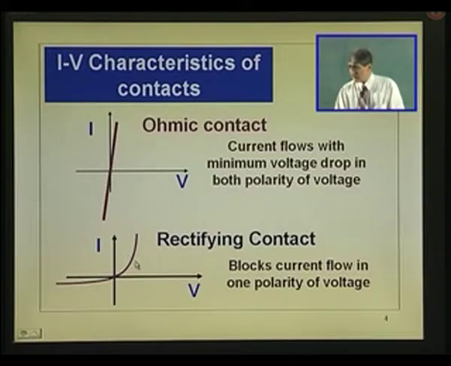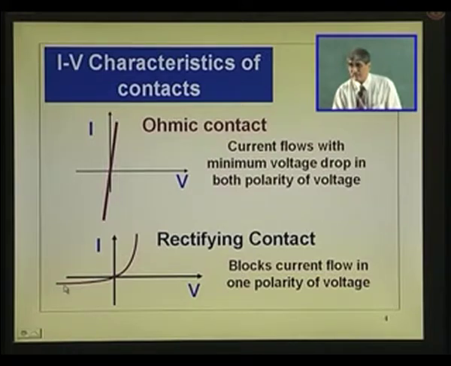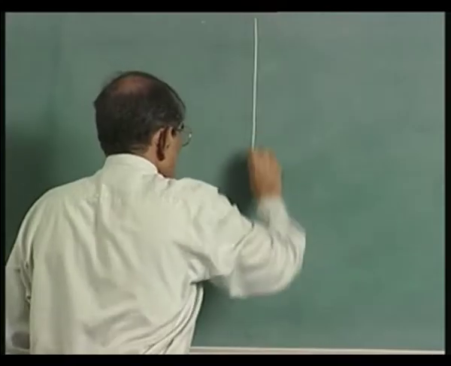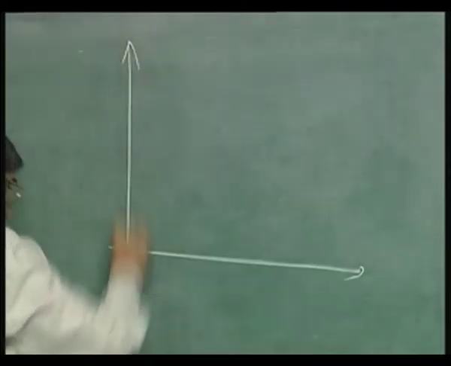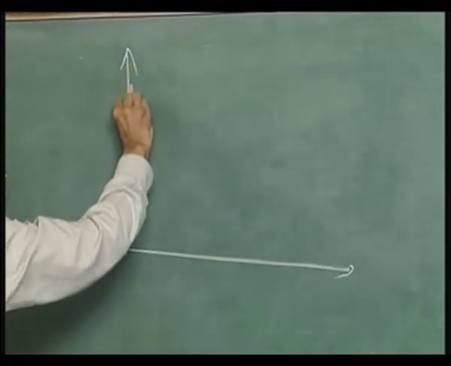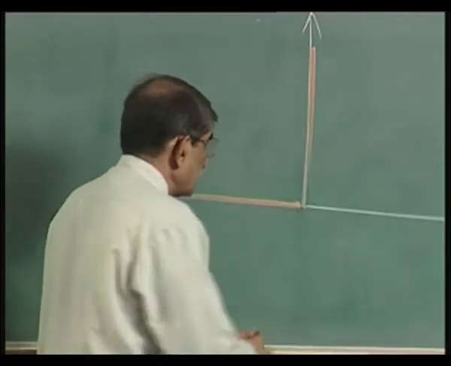Now, the other one is the rectifying contact, which all of us talk about and worry about throughout our discussions on devices and circuits. That will block current flow in one direction. Ideally, an ideal rectifying contact should be like this: it would conduct with 0 voltage and block with 0 current. We never get that. This is the ideal.